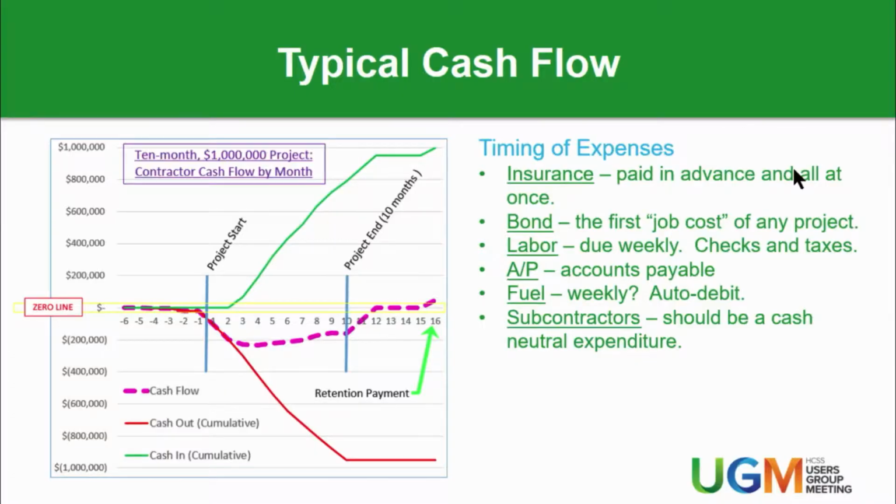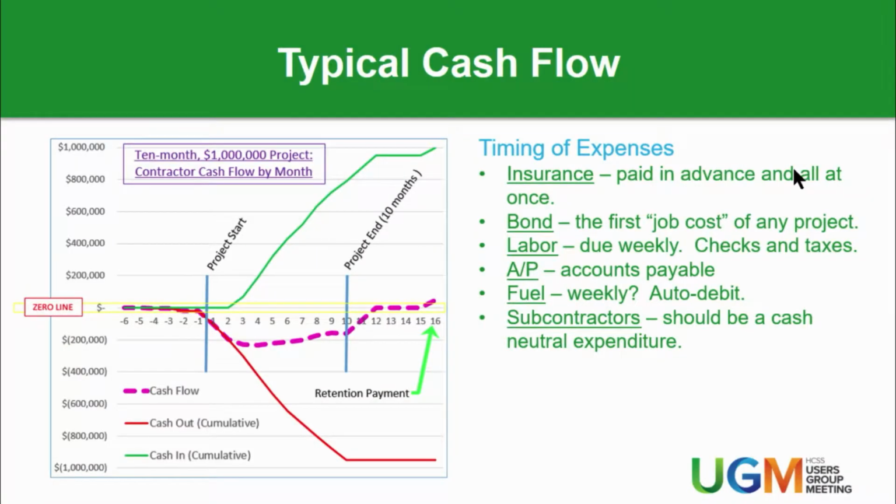Labor is due weekly. You've got to cut checks. And taxes, your 940s and 941s, which is your unemployment tax and your payroll tax, all that is, I think, all of it's paid on a weekly basis. At least the 940s are. So you're paying all that on a regular basis, and they don't care when you get your money.